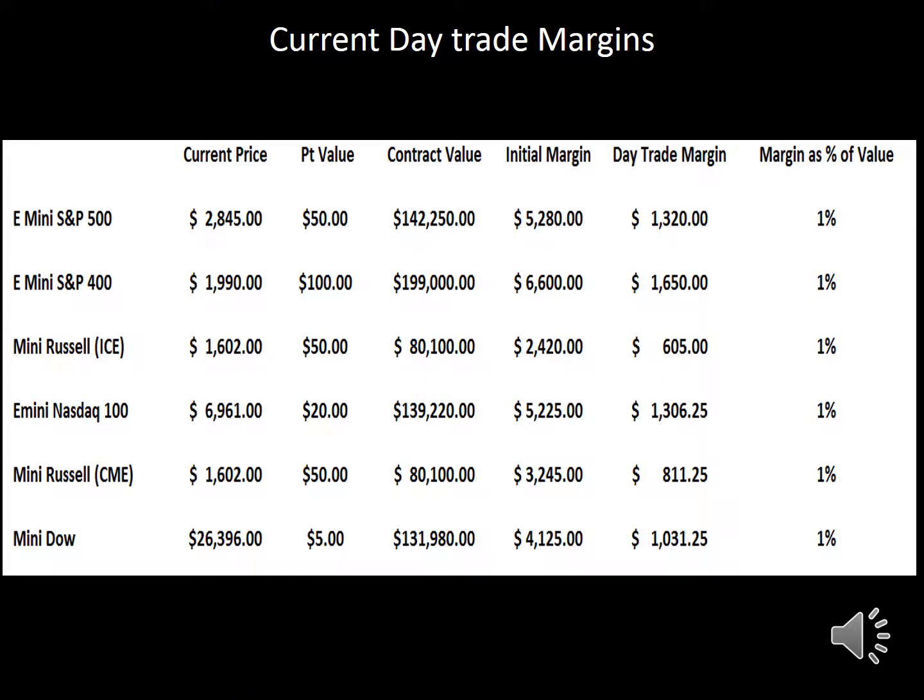Here are the current margins and point values at TradeStation with the day trade margins. You can see that the smallest day trade margin is the mini Russell at the ICE. I prefer the one at the CME. The margin there is 811, and then the biggest margin is basically the mid cap 400 at the Mercantile, and it's still only $1,650. If you look at that a minute, the contract value now is well over $200,000, and you're controlling that with $1,650. So that's about 1% margin as percent of value. So the biggest bang for the buck is the S&P 400.